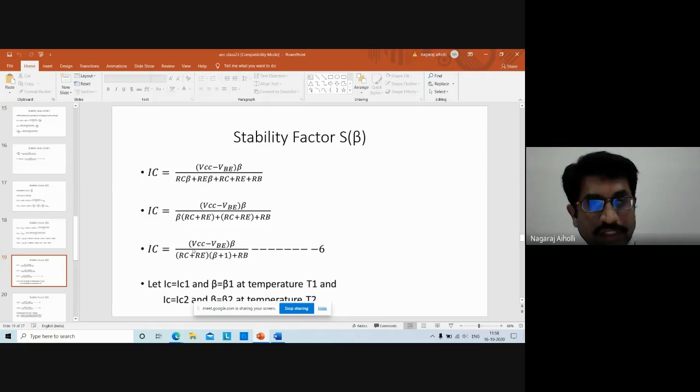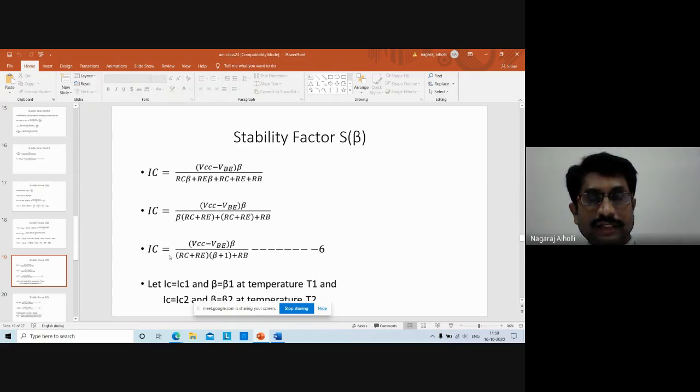Okay. That is IC will be equal to (VCC minus VB) into beta, the whole divided by RC plus RE is common. If you take RC plus RE as common, it will be (RC plus RE) into (beta plus 1). RC plus RE is the common factor. So that is multiplied by beta plus 1, plus RB. Take it as equation 6. This is a simplified equation for the collector current.